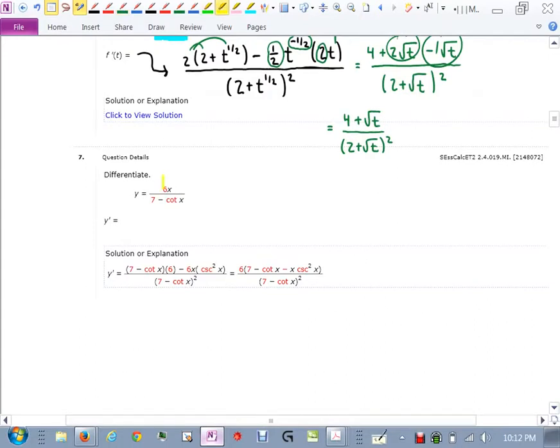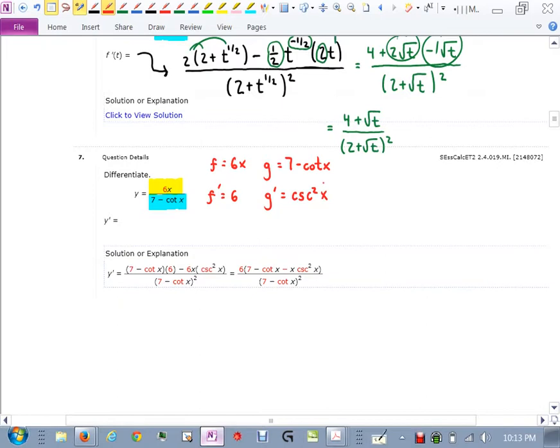All right, so I have division. I'm going to call the top one F. That'll be 6x. Call the bottom one G. 7 minus cotangent x. The derivative of F is just 6. The derivative of G, well, derivative of 7 is 0, so don't worry about that. Derivative, forget the negative there for a second. Derivative of cotangent x is negative cosecant squared x, but then I have a negative, so it just becomes positive cosecant squared x.